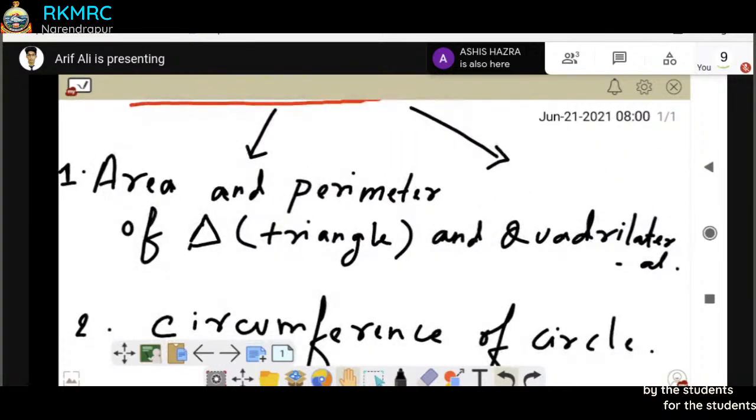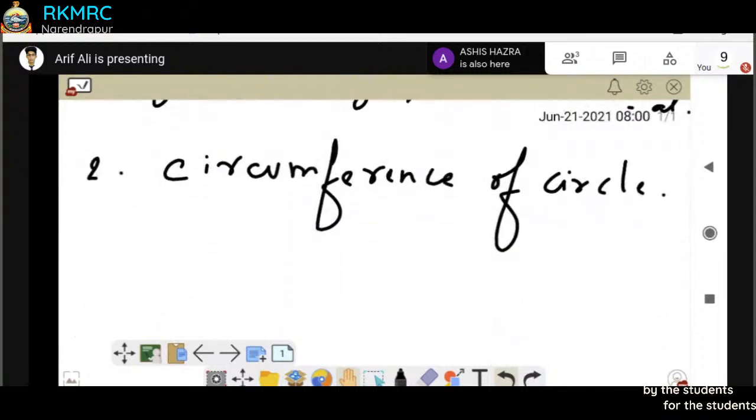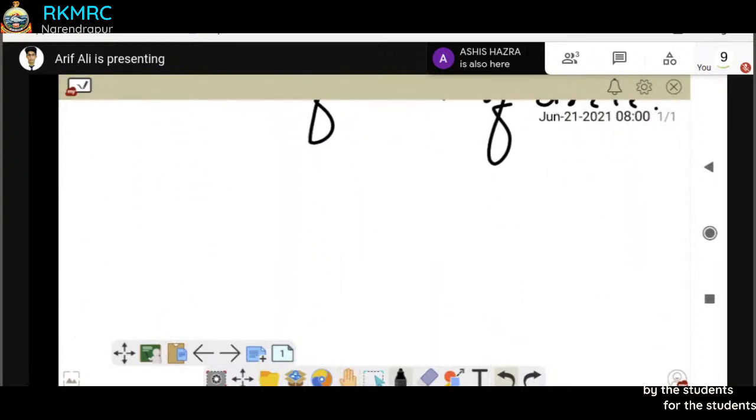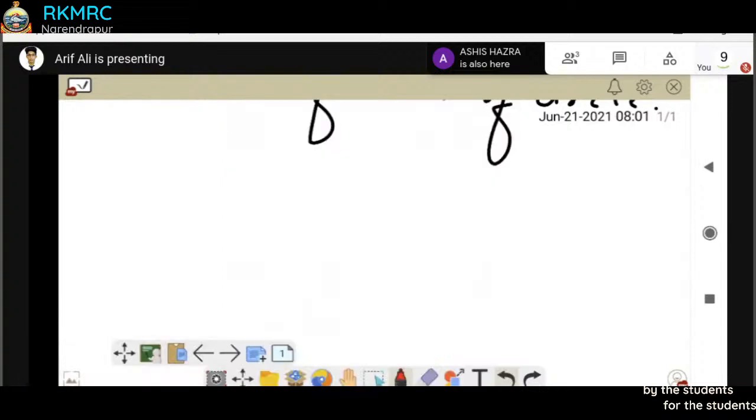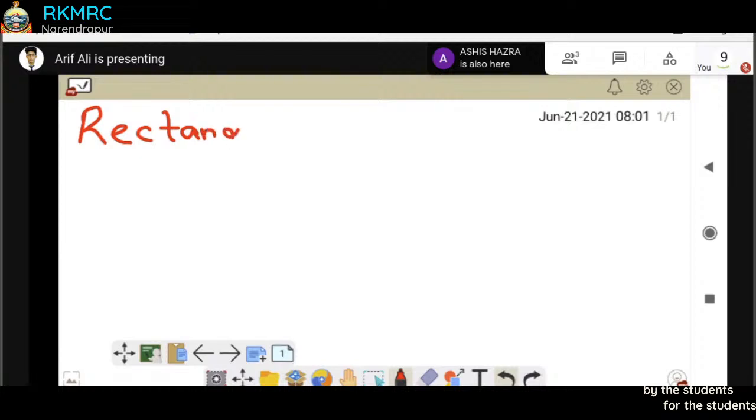So today let us start with area and perimeter of triangle, the first one. Basically these are easy things. You just need some basic concepts to solve all the exercises. So let us start with rectangle, rectangular region.